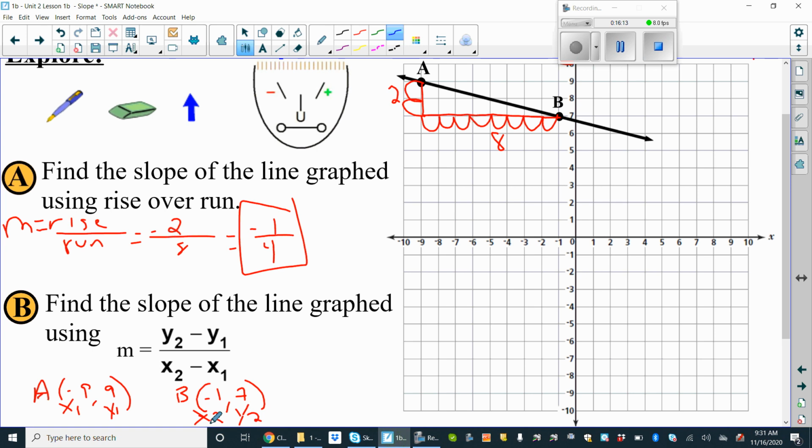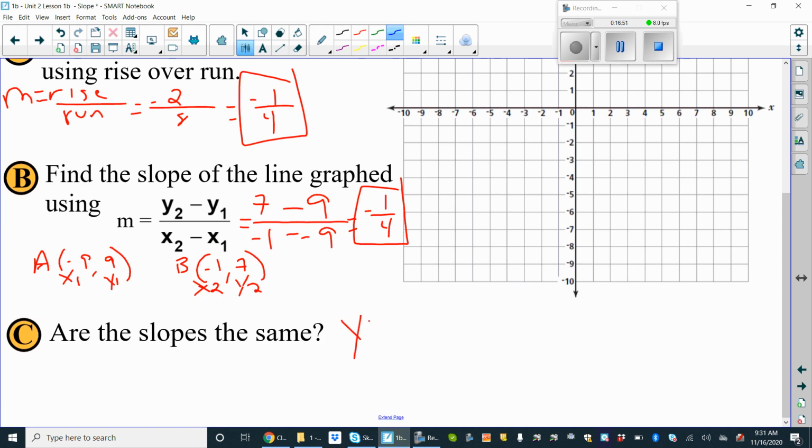Now we finished labeling, now we set up subtraction, division, subtraction. You're going to substitute now. y2 is replaced with 7, and y1 is replaced with 9. Then you have in the denominator, x2 is replaced by negative 1, and x1 is replaced by negative 9. When you type this into the calculator, you will get negative 1/4, which again is the same because no matter which method you use, if it's the same line, the slope will always be the same.